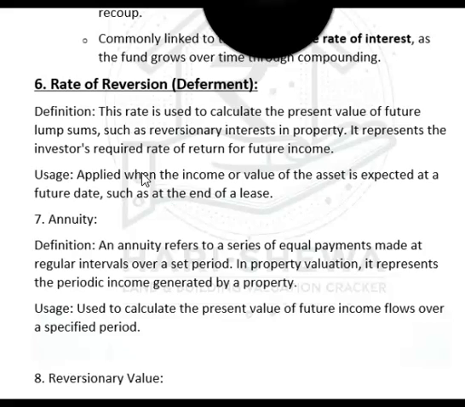After the lease is ending, you are getting the property value. At that time, the future value is 30 lakhs. After 20 years, 25 years, what is the present value? That is called the rate of reversion. That is the deferment amount. This rate is used to calculate the present value of a future lump sum. That is the rate of reversion.